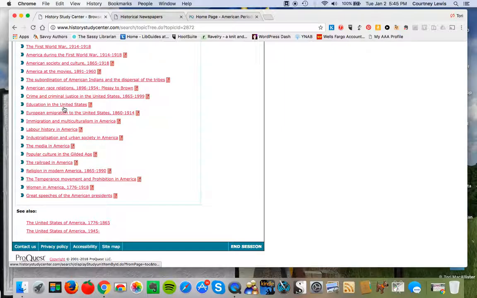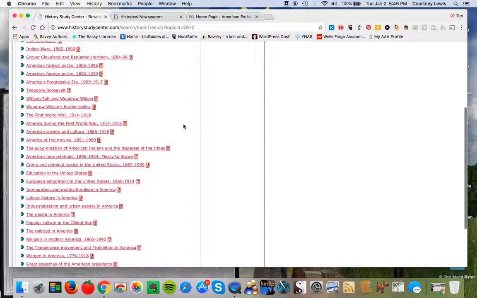Race relations, criminal justice, education, media. Here's one that's just on popular culture in the Gilded Age, so movies, music, books, that kind of thing. The railroad, religion, the temperance movement, which of course were leading up to prohibition. You have women in America, which probably is going to mostly focus on suffrage, but could have other really interesting ideas like women in education.